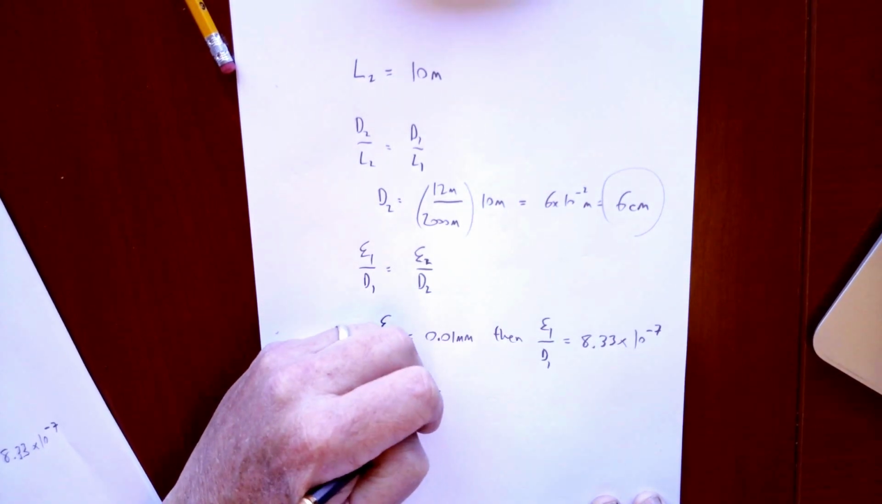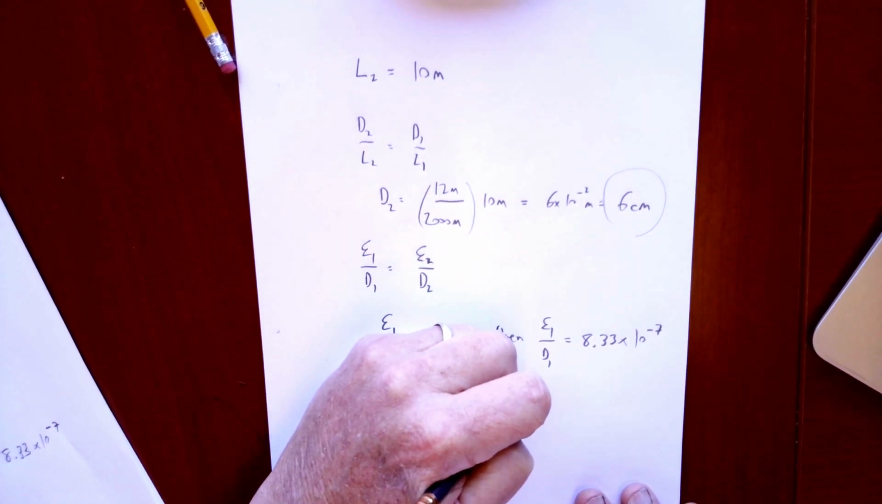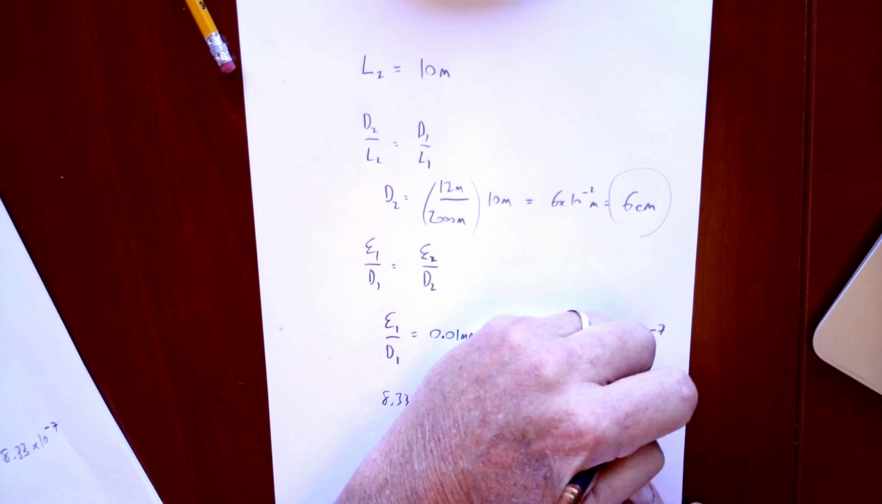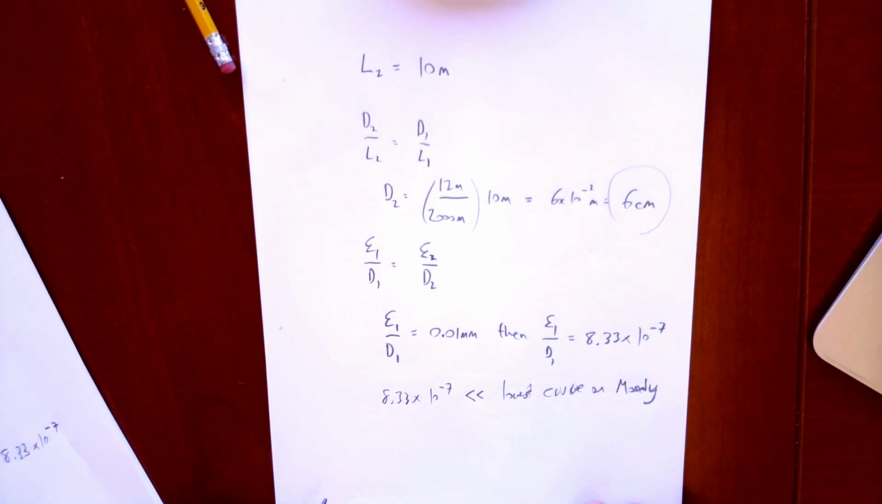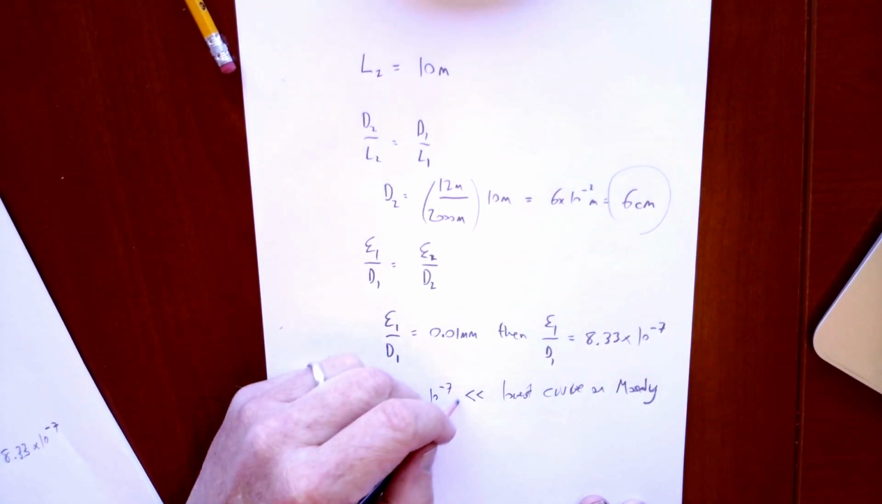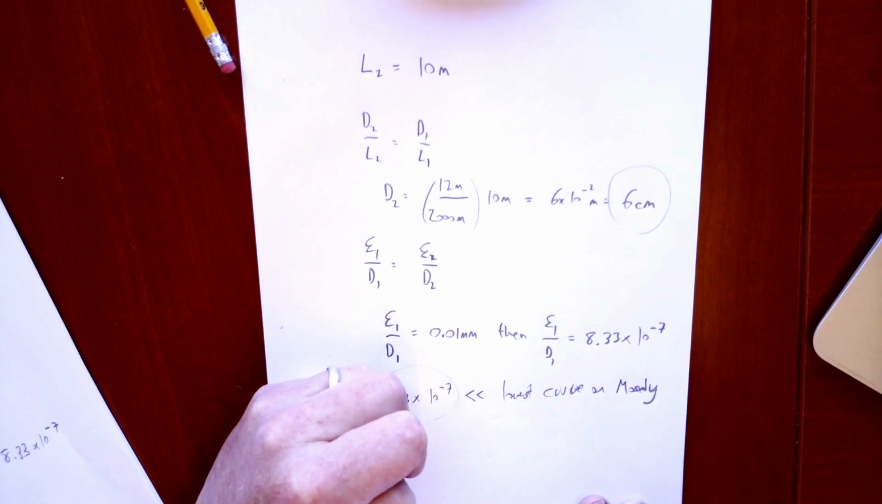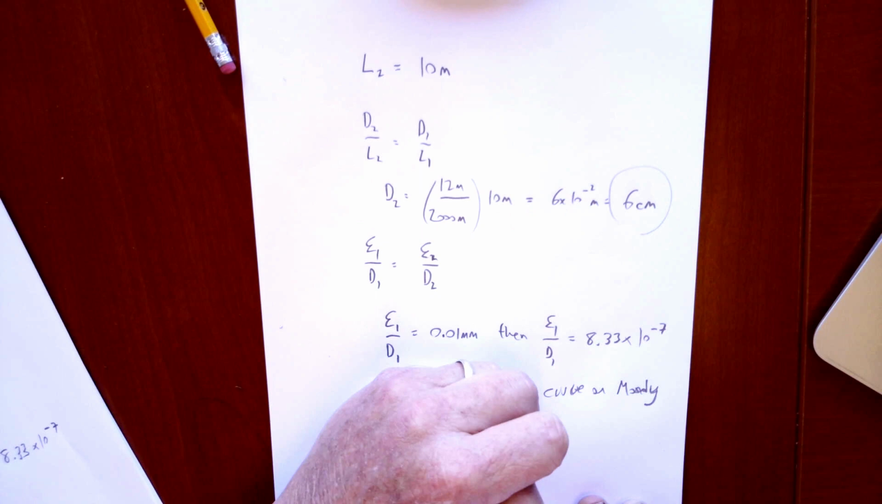8.33 times 10 to the minus 7 is quite a bit less than the lowest curve on the Moody diagram, where we look for friction factors. So we can say that this is a smooth pipe. Therefore, pipe 1 is smooth.